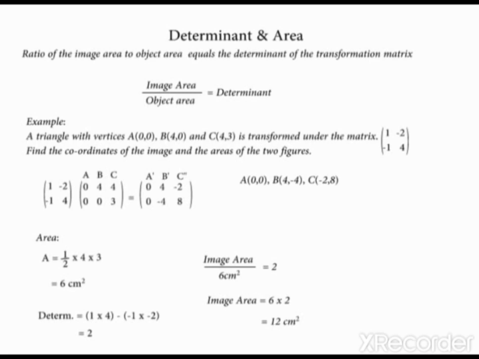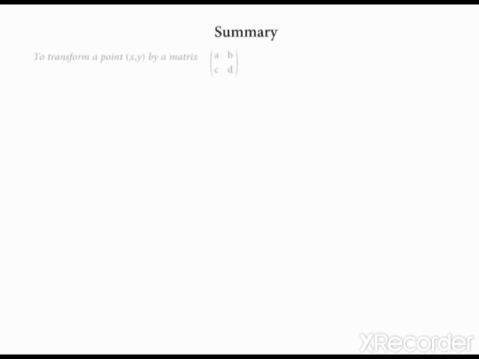So in summary, to transform a point (x, y) by a matrix a, b, c, d, we multiply the two matrices: a, b, c, d times x, y. To find a transformation matrix, we use the unit square. We take i and j and transform them, and we will get the matrix. There are 6 types of transformations: shear, stretch, translations, rotations, reflections, and enlargements.